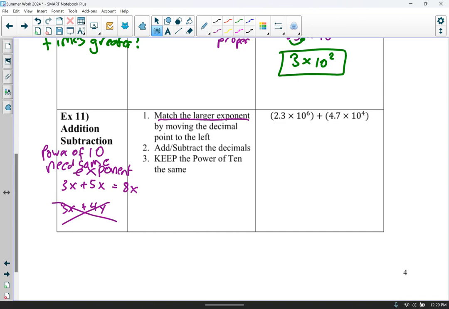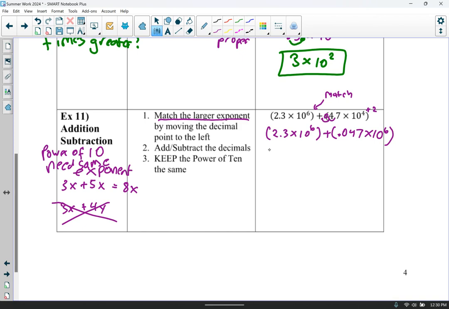They're not like terms because they don't have the same power of 10. I'm going to match the larger exponent. So I'm going to match the 10 to the 6th, which means I have to add 2 to the 4. Okay, I have to get 2 powers of 10. I'm going to get those 2 powers of 10 from the decimal number, the significand. So I have to divide them out, meaning I'm moving the decimal point 2 spaces to the left. When I do that, now I'm going to have 2.3 times 10 to the 6th plus 0.047 times 10 to the 6th.